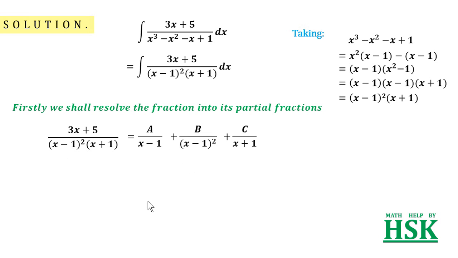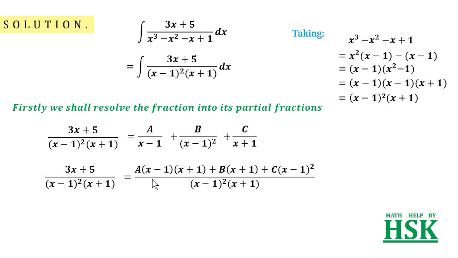Next step, we are going to take the LCM. So I'm going to get A into (x − 1)(x + 1), B into (x + 1), and C into (x − 1)². Denominators being equal cancel out, so I get the expression 3x + 5 is equal to A(x − 1)(x + 1) + B(x + 1) + C(x − 1)². I assume this is equation number 1. Now we have to calculate the values of A, B and C and place them here, to resolve this fraction into its partial fractions.